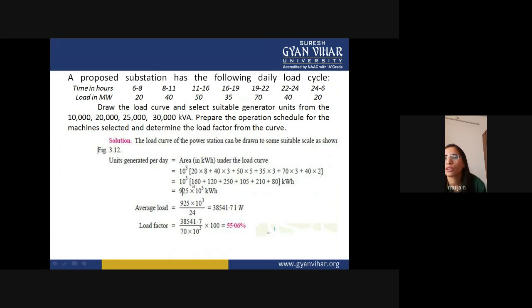Okay, so you can easily calculate the units generated per day. So it is 925 into 10 to the power 3 kilowatt hour. This much energy is generated through this power plant in a day.